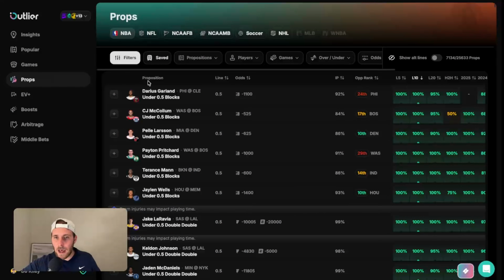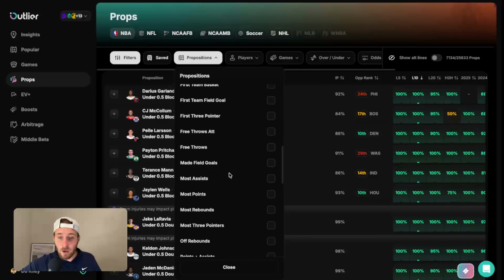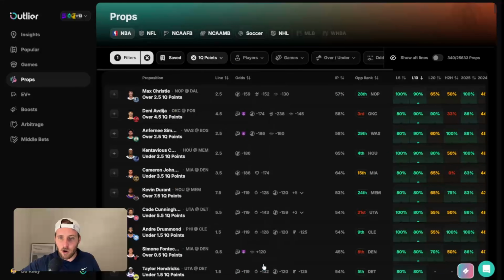Once we get here to Outlier's dashboard, on the left-hand side, I mentioned that I was going to be breaking down props specifically. So go to the props tab in your sidebar, and then you will be flooded with all of these different props. Now, what I'm going to be looking at in particular is first quarter plays. So for instance, I'm going to look at first quarter points here. Let's go ahead and toggle that on.